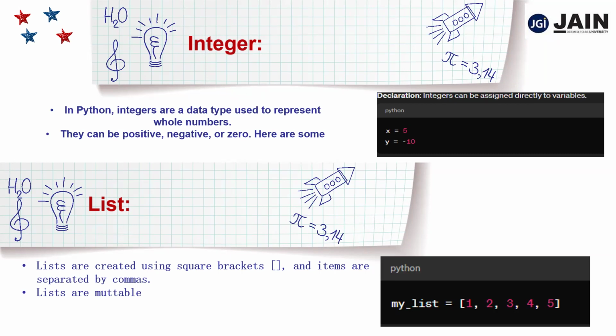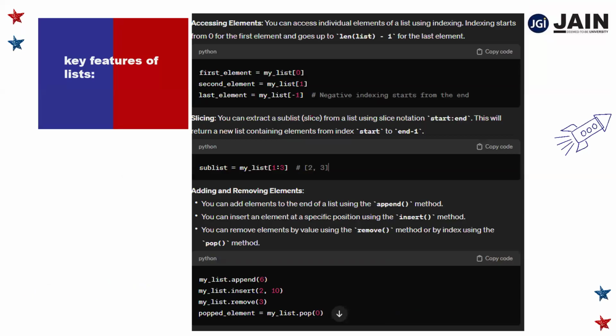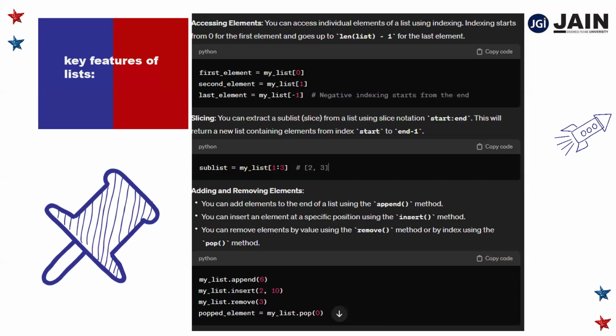List. Lists are created using square brackets and items are separated by commas. My list 1, 2, 3, 4 is an example of it. Key features of the list. Accessing elements: elements can be accessed individually. Indexing starts from 0 for the first element, and negative indexing goes from the last element, minus 1. First element my list 0, second element my list 1, and last element my list minus 1.